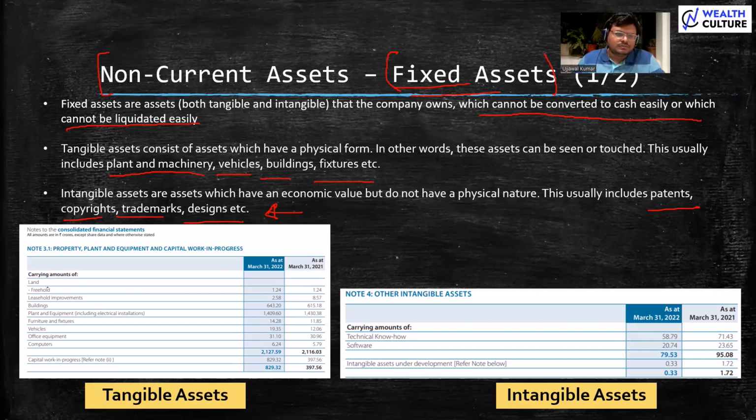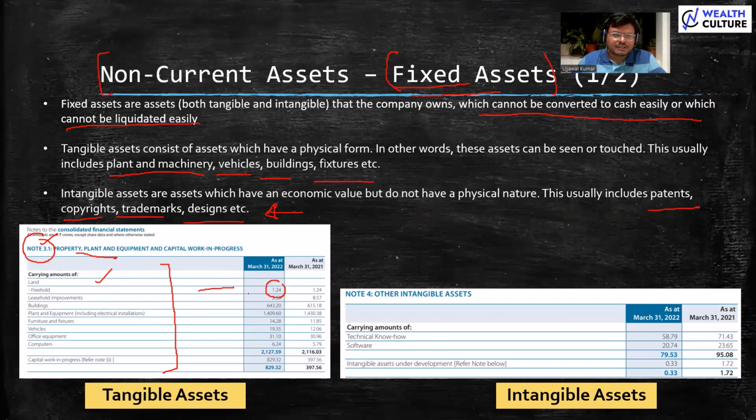So if you look at the breakup of the property, plant, equipment, which is note number 3.1, do follow these note numbers because that's where you get the detailed breakup of those line items. If you want to look up any asset, just go to the relevant note number and it will give you a breakup of those assets. So here you get a very detailed breakup of, for example, land. How much land is being held by the company and what is the value of this land.